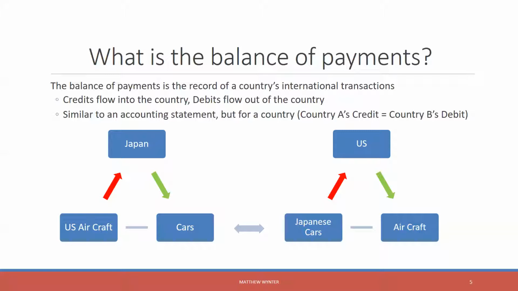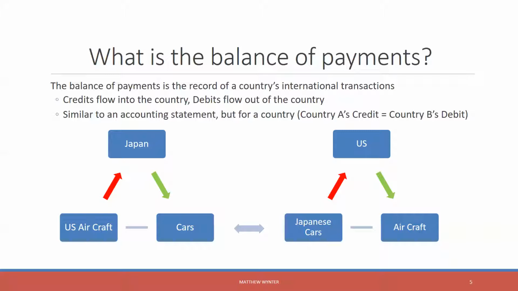So in this example, we've got Japan and the US. One of the US's major exports to Japan is US aircrafts. One of Japan's major exports to the US are Japanese autos. So what do we have? Notice that we have a red arrow as the imported item comes into the country. That's because as you bring that item in, you have to send money out. So it's considered a debit on the current account balance.